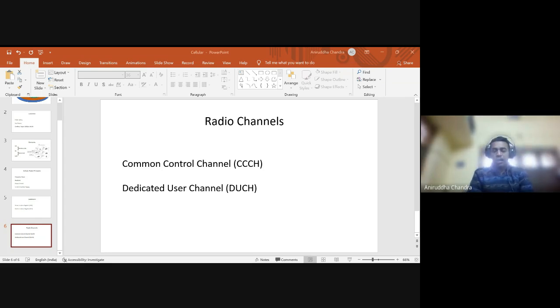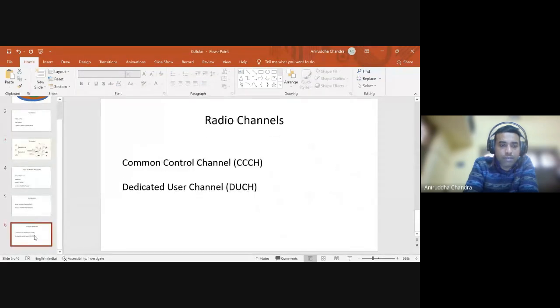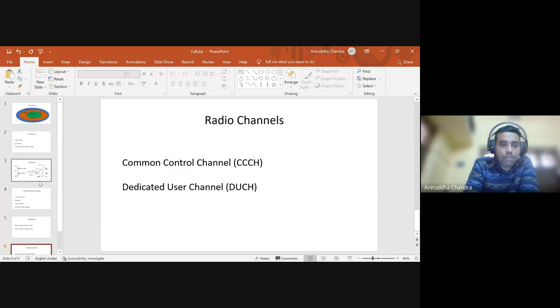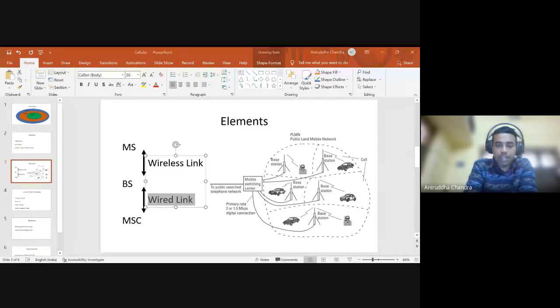But all these channels I was talking about are on the BSMS link, the wireless link, the radio channels I talked about. And apart from that, there is also a wired link between BS and MSC, which is between this tower and this mobile switching center. Now, these links can be of two types. Mostly it is wired and mostly it is made up of optical fiber.